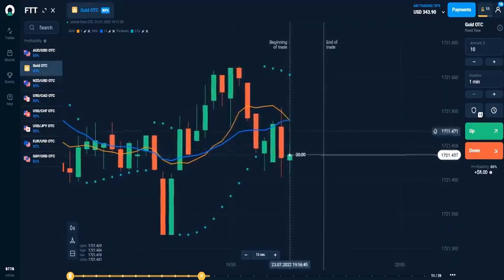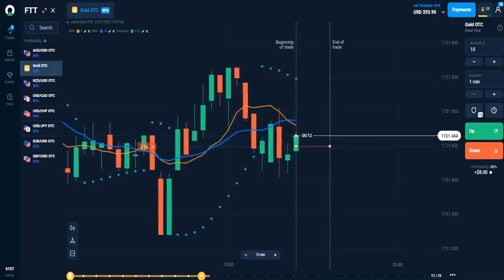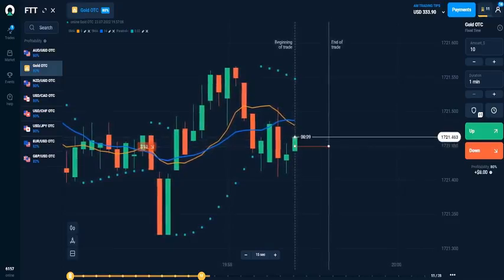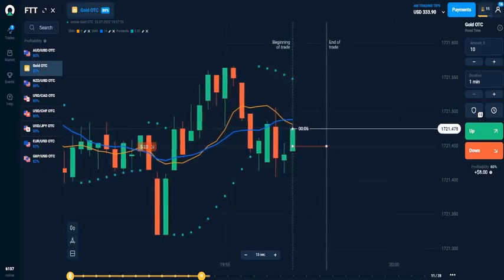Let's jump into a real trade example and see how it performs in the market. Let's go! Alright traders, now let's break down this live sell trade using our strategy so you can understand exactly how it works in real time.